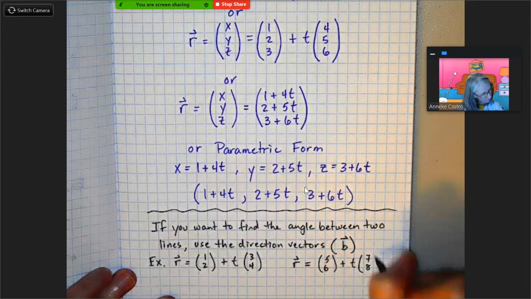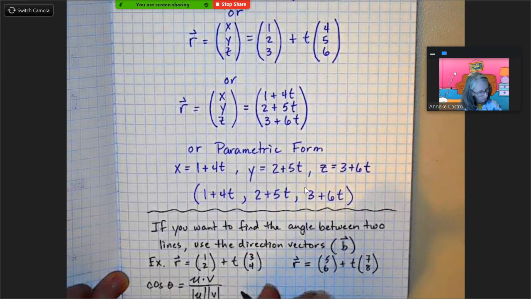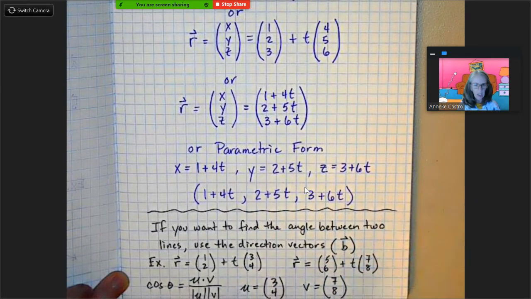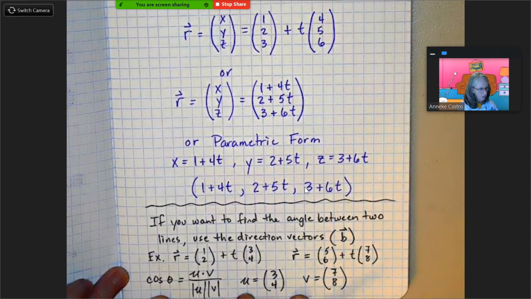7, 8. Then we would use the formula cosine theta is equal to U dot V over magnitude U times the magnitude V. Our U would be equal to 3, 4. That's the direction vector. And the V would be equal to 7, 8. Okay, I'm not going to do the whole problem. I'm just going to tell you that's how you would get started. Okay, so it doesn't matter where they start. Doesn't matter where the line is starting, that starting point. All that matters is the direction vectors. Okay, and then you can use those to figure out the angle in between.